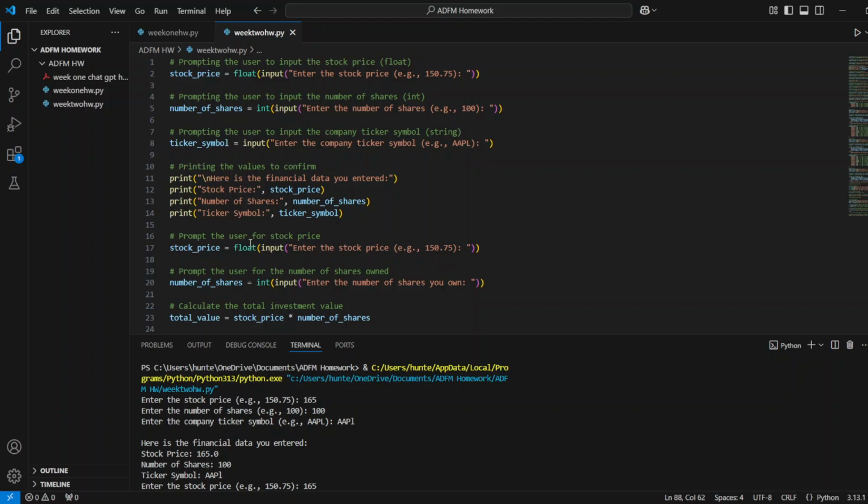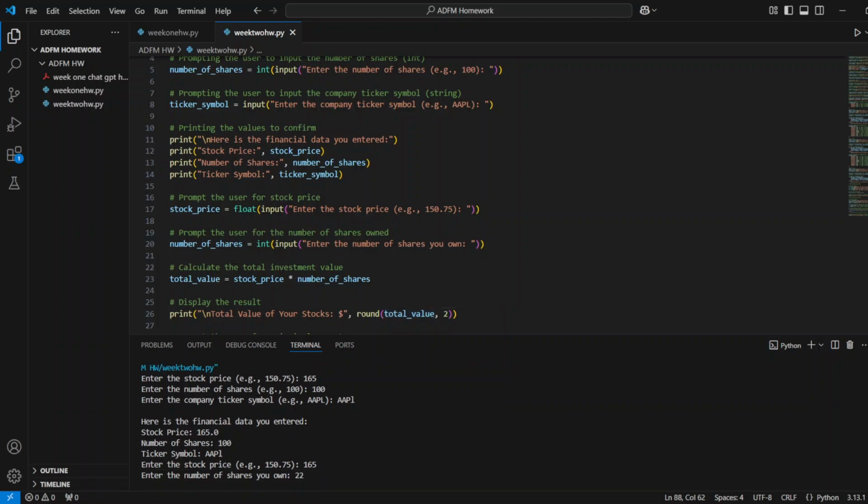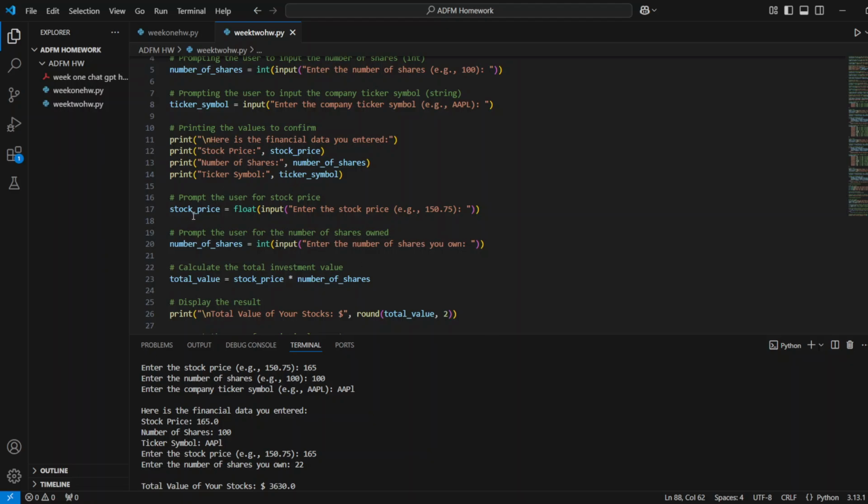And then lines 16 through 26. I wanted to be able to find the total value of my stock just from the stock price and the number of shares. And so this was a program that I put in to just be able to add my stock price to it. And this is the program for my number of shares.